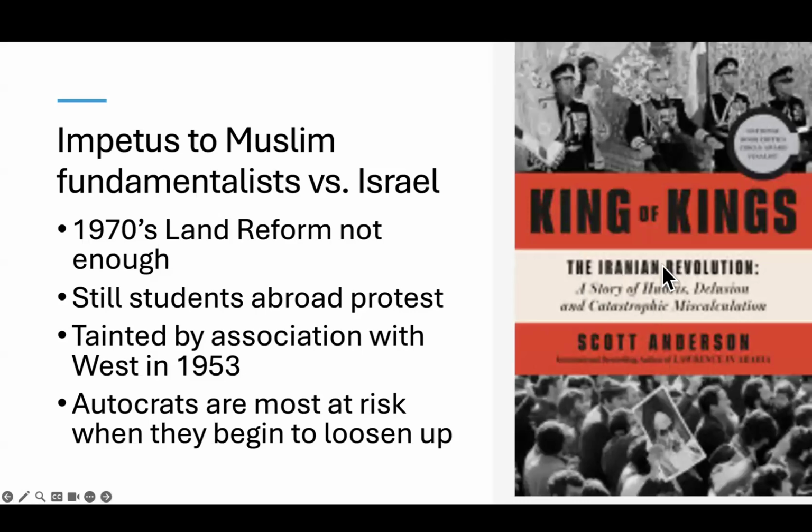So this is a great book, details of the Iranian Revolution, and he makes a big point that the Shah was doing land reform in the 1970s. Still, the students abroad, the psychological mindset, they were not going to change their mind about the Shah. And you hear pundits and students of history say that autocrats are at most risk when they begin to loosen up. And it seems that, according to Scott Anderson, is what happened to the Shah, a tragic figure.